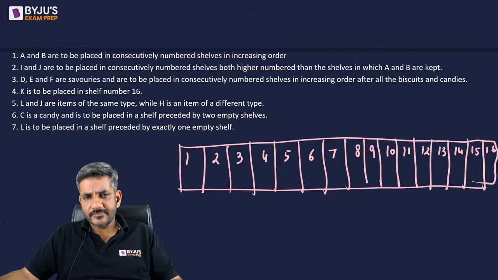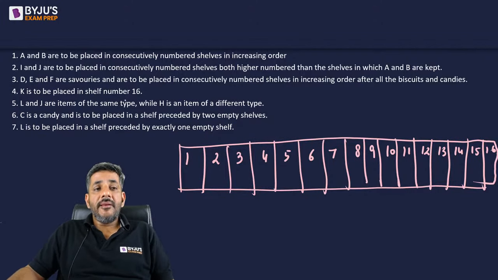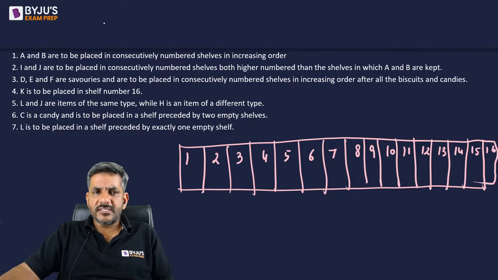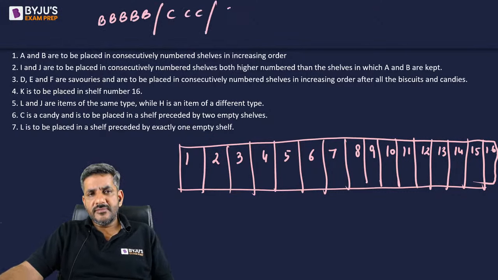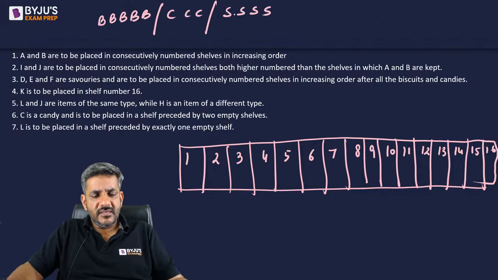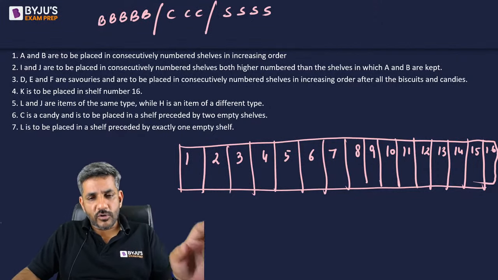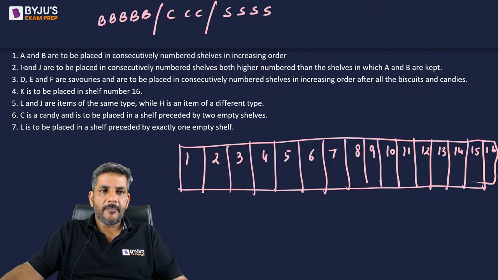Okay, guys. Now A and B are to be placed. अब उसके बाद बाकी चीजें उसने बताई है. First of all, we have 5 biscuits, we have 3 candies, and we have 4 savories. This also has been already told to us. ये भी सब बता दिया उसने.